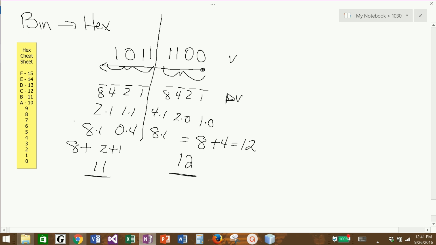This nibble is equivalent to 12, and if I convert these 2 values into hexadecimal digits, because 11 is not a hexadecimal number, this is B and this is C. So we are going to see that the binary value 10111100 converts to a hexadecimal BC.